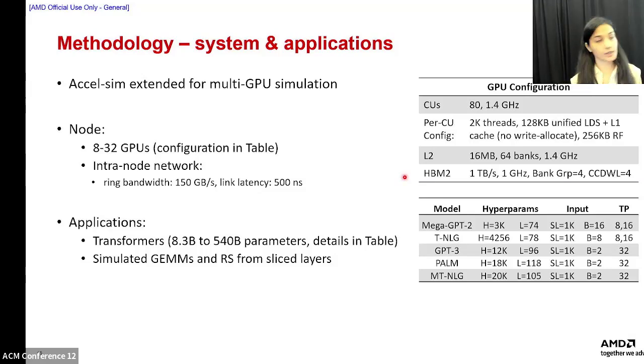To evaluate this, we used the GPU simulator Accel-Sim, which we extended for multi-GPU simulations. We simulate 8 to 32 GPUs, each with a configuration shown on the table here, and an intra-node network bandwidth of about 150 gigabytes per second. In terms of applications, we studied GEMMs and reduce-scatters, the sliced GEMM and reduce-scatter from a variety of transformers ranging from 8.3 billion to 540 billion parameters. And again, as I said, we are only simulating the GEMMs and reduce-scatter of these models.